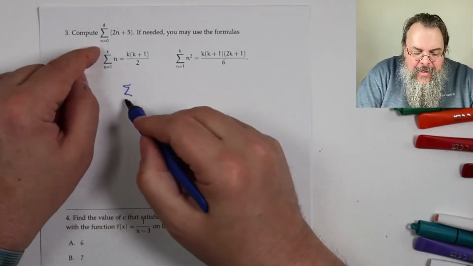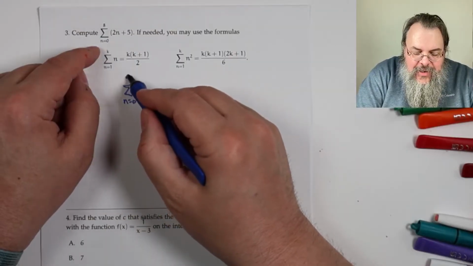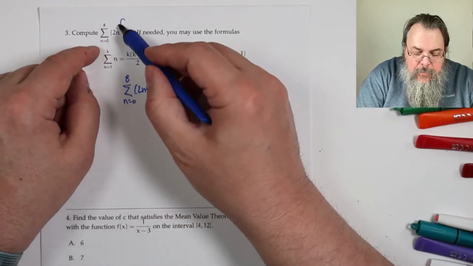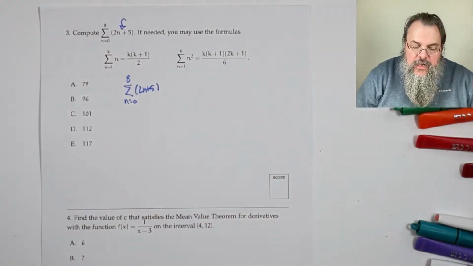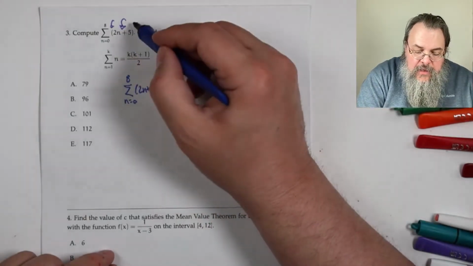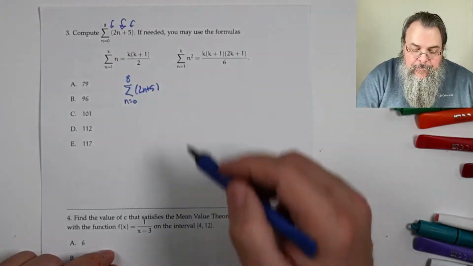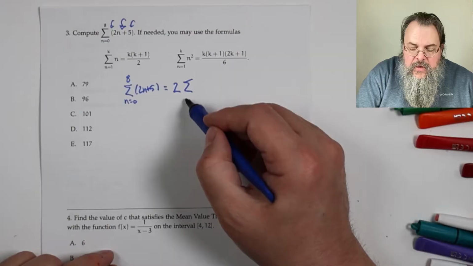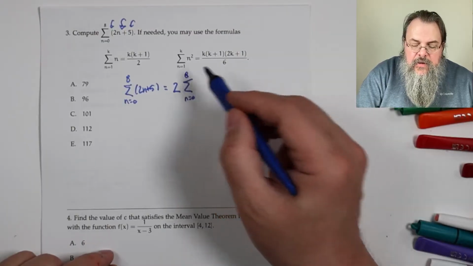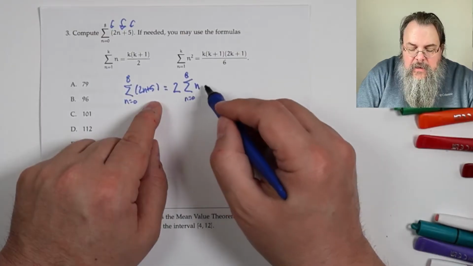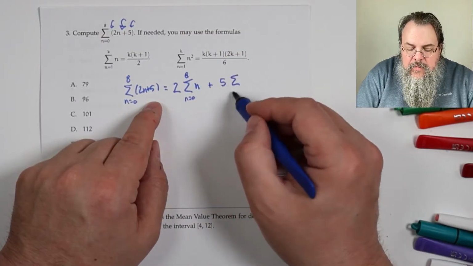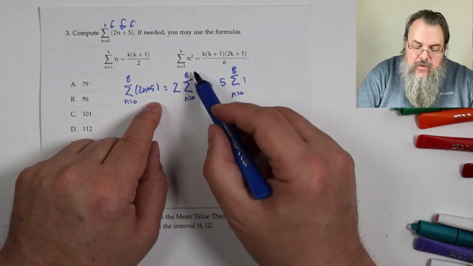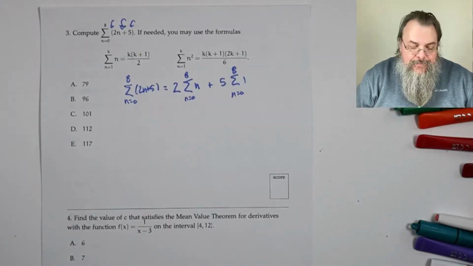Okay, so we have the sum from 0 to 8 of 2n plus 5. Now, we can break up over this plus. And the other thing is we have the 2 and the 5, and those we can pull out. So this is the same as 2 times the sum from 0 to 8 of n, plus 5 times the sum from 0 to 8 of 1. Now, let's do these two one at a time.